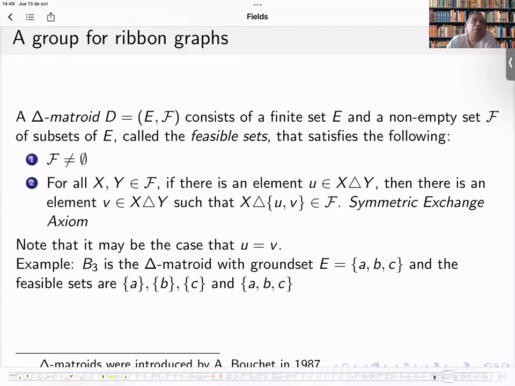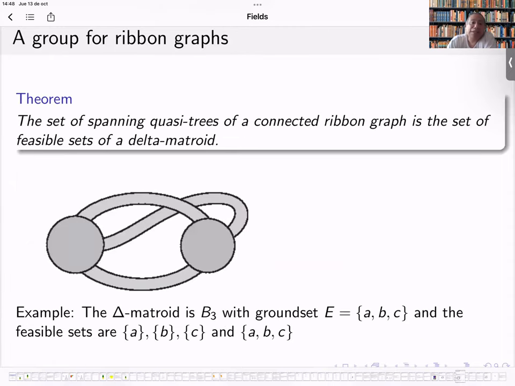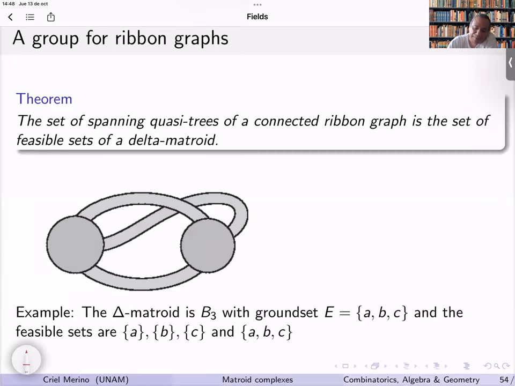I see that my time is running out, at least for the 50-minute talk, so I'm just going to mention that this has to do with delta-matroids. I'm not going to dwell on them. People who know delta-matroids will probably appreciate this relation, and if not, you can consider a delta-matroid as a sort of generalization of matroids. For these ribbon graphs, the spanning quasi-trees define the feasible sets of a delta-matroid. In this example of a ribbon graph, the associated delta-matroid has three elements, one per edge, and the feasible sets are the three singletons and the whole set. It looks quite different from a matroid, though the bases of a matroid do define a delta-matroid.